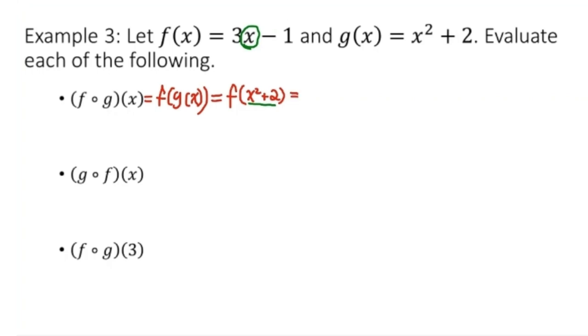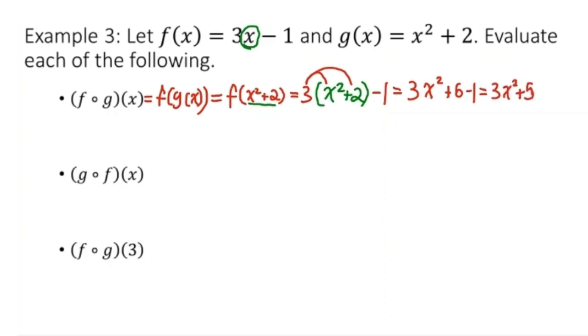So f of x squared plus 2 is going to equal 3 times (x squared plus 2), then minus 1. Notice how I'm keeping parentheses around the x squared plus 2. Anytime you're replacing a variable with an expression, you should always keep that expression in parentheses in case you have to distribute because of multiplication. Now we can finish simplifying, distribute the 3, and then combine our like terms, which is the 6 minus 1, and we get that f of g of x equals 3x squared plus 5.